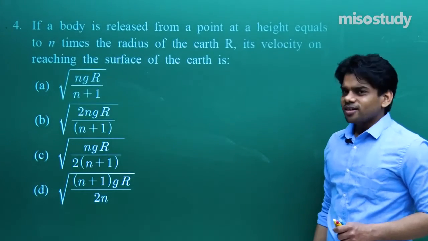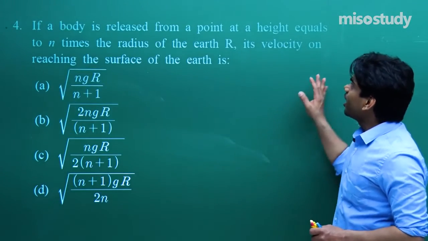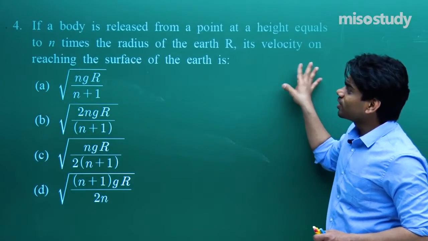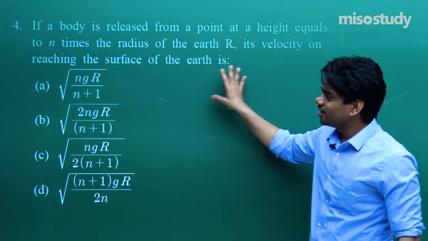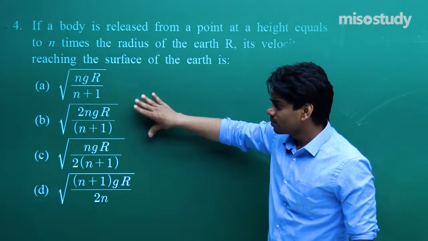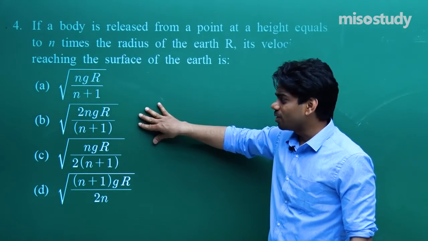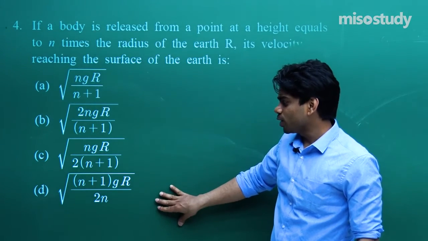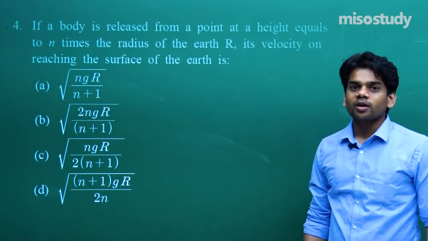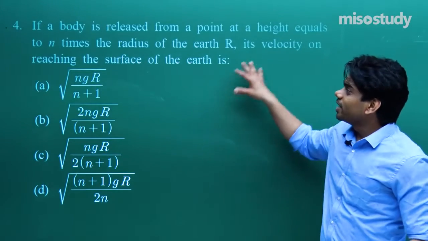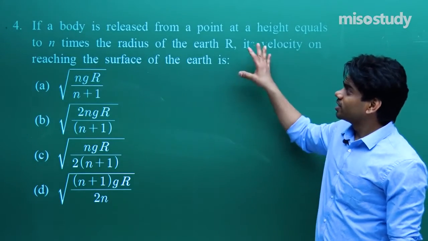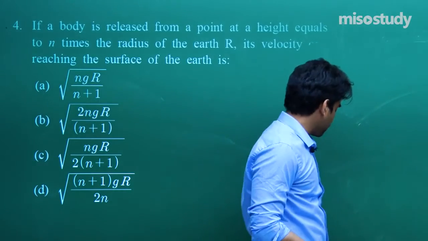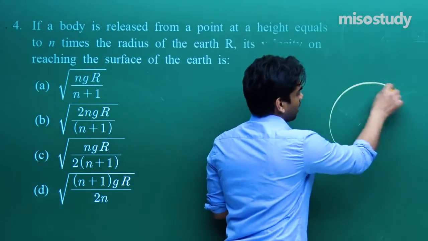Fourth one: if a body is released from a point at a height equal to n times the radius of the earth R, its velocity on reaching the surface of the earth is (a) under root ngR by n plus 1, (b) under root 2ngR upon n plus 1, (c) under root ngR upon 2n plus 1, (d) under root (n plus 1)gR upon 2n. It's released from the top, at a height n times the radius of the earth. If I show you in the figure, how will it look?